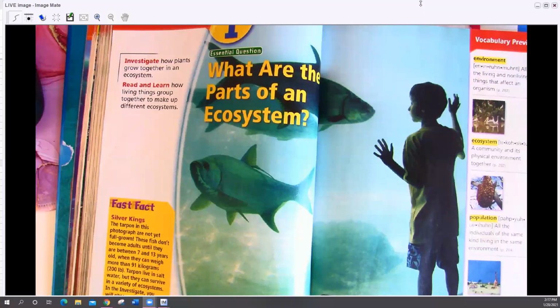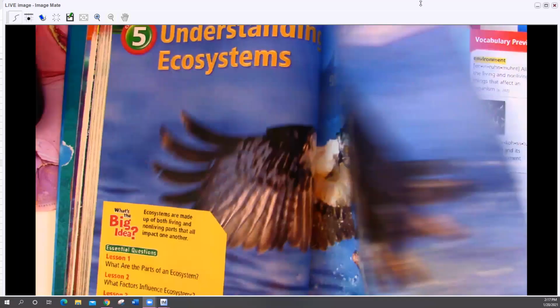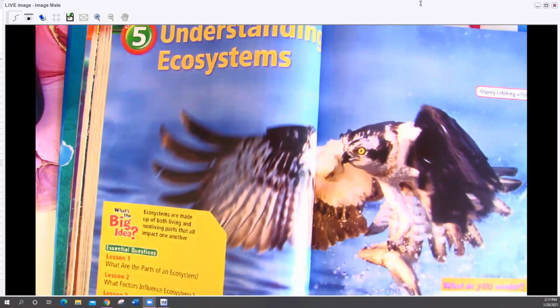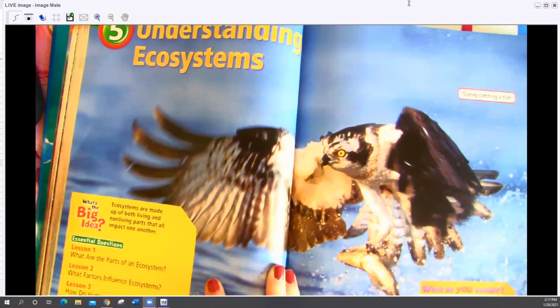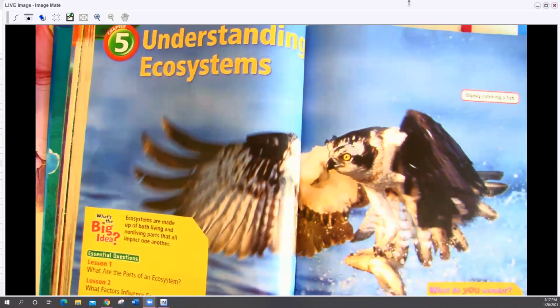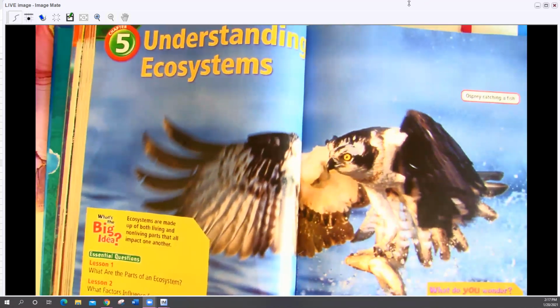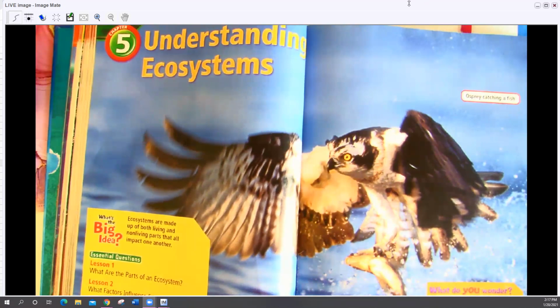Okay, so we're going to be switching gears a little bit. Now that we've talked about taxonomy and the study of living things, we're going to be talking about something a little bit more specific to living things, and that is ecosystems. So, we're going to take a look at chapter 5 in our textbook, and it's called Understanding Ecosystems.